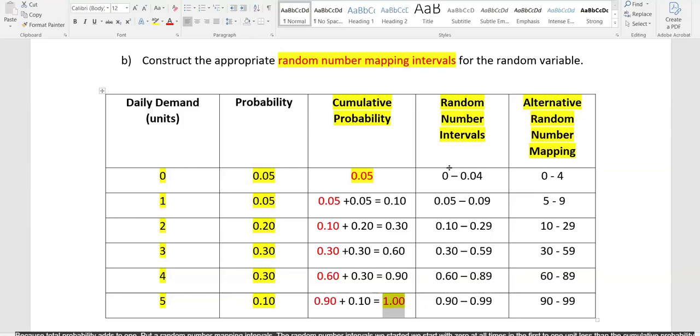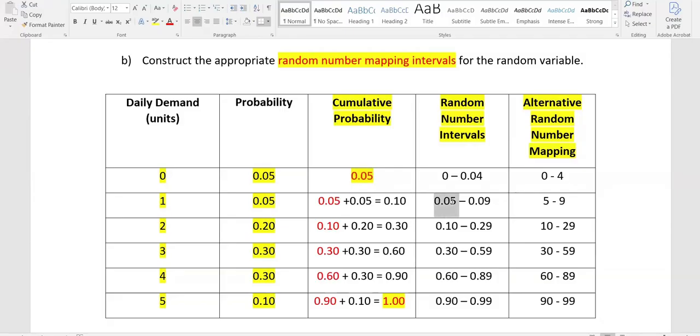For the random number mapping intervals, we start with 0 at all times in the first cell, to 1 unit less than the cumulative probability we're in line with. So we get 0 to 1 unit less than 5, which is 4, so 0 to 0.04. Then since 0.04 is the upper limit here, we add 1 to it to move to the next cell to get 0.05, to, which is what the dash means, 1 unit less than the cumulative probability we're in line with. The cumulative probability we're in line with is 0.1, so 1 unit less than that would be 0.09.